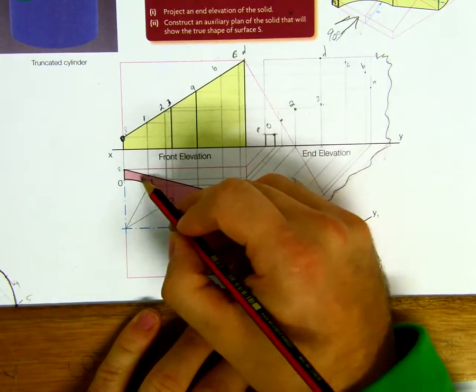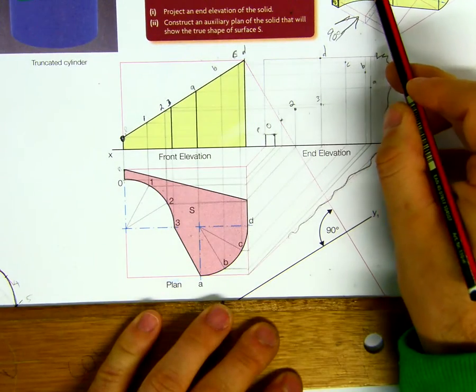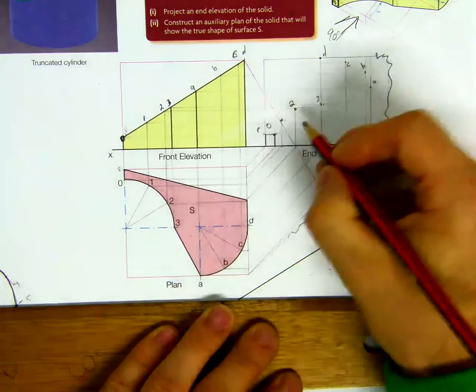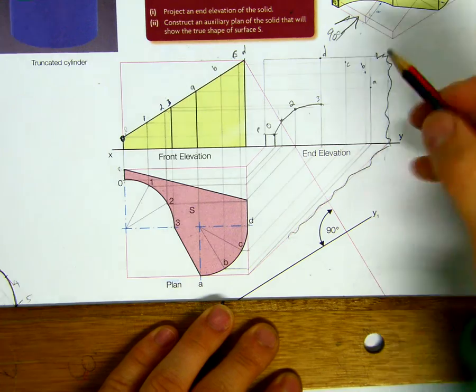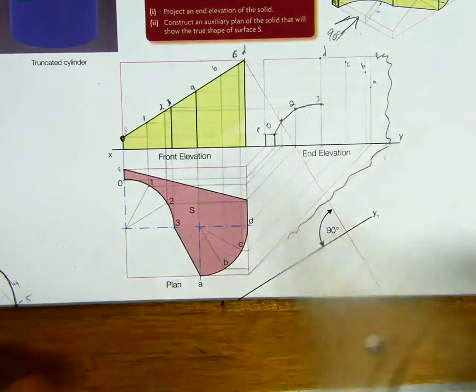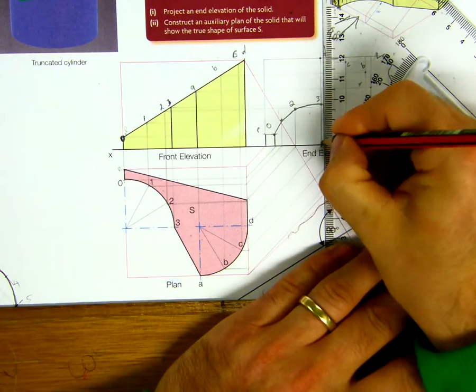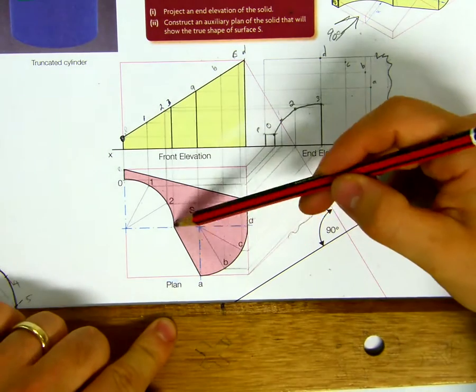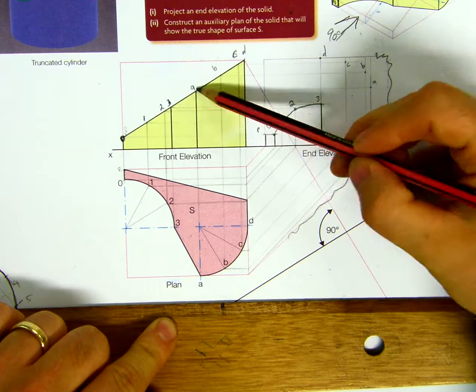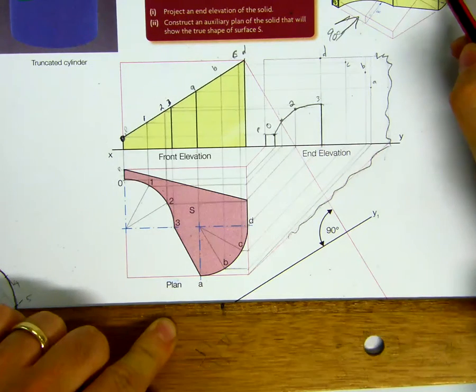We know that O, like here, goes to 1, goes to 2, goes to 3, so it comes all the way around. So we freehand join the curve, 1, 2, 3. Okay, we see here then 3 has an edge, so we heavy in the edge. We can see then 3 goes to A, over here 3 goes to A.